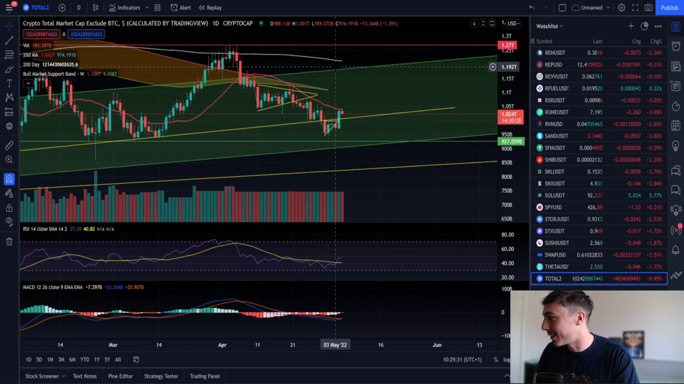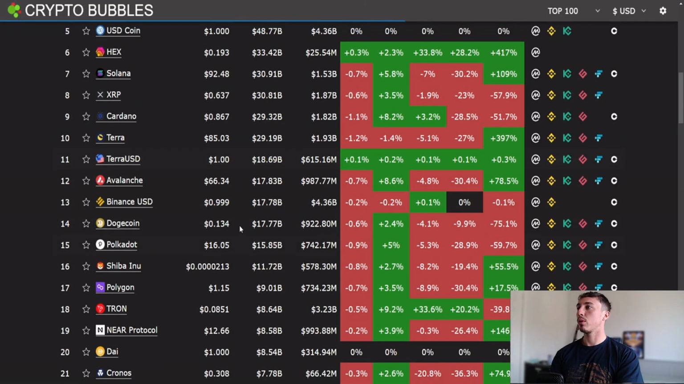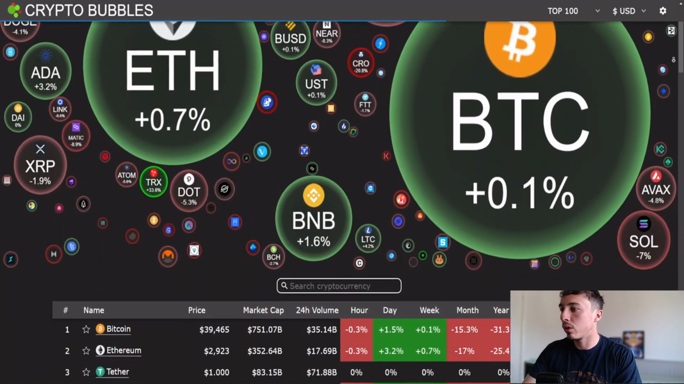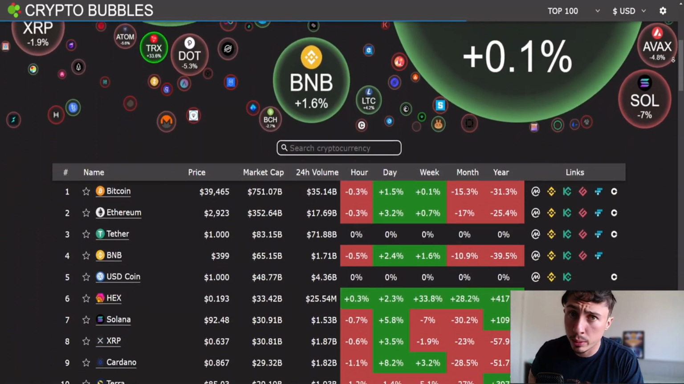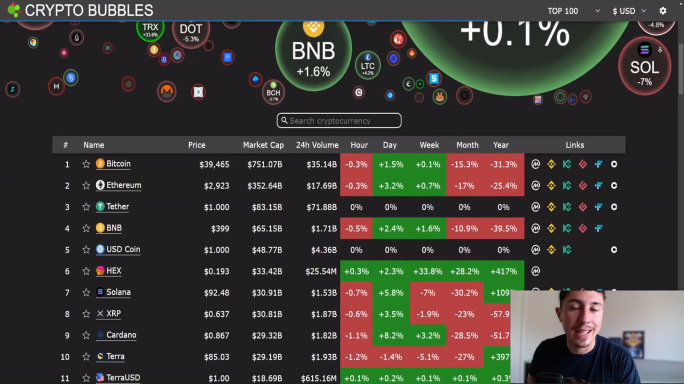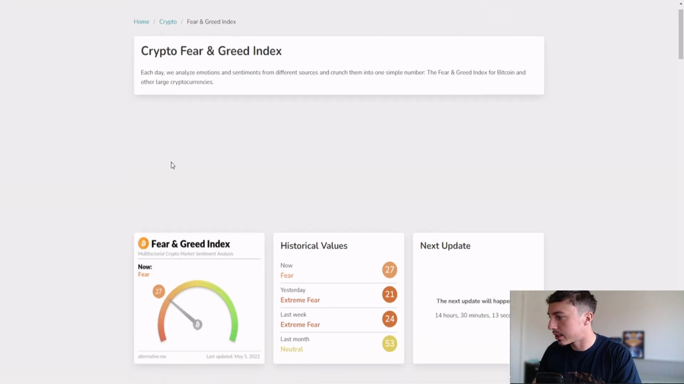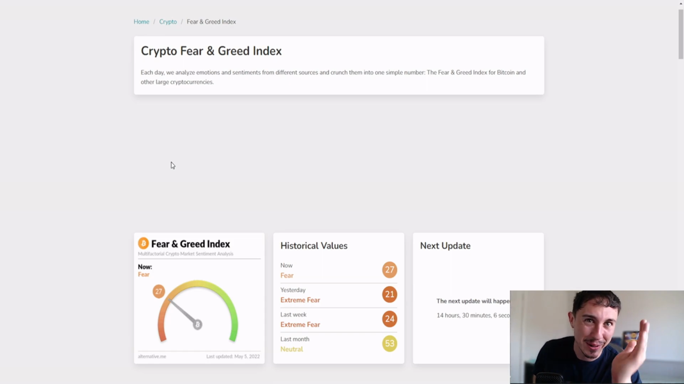So exciting times ahead. Just before it goes, well, crypto bubbles. Bitcoin up 0.1%, Ethereum up 0.7% on the weekly market cap as we put through a 39.4k Bitcoin and a 2.9k Ethereum. Things are looking pretty wild once again. Fear and greed index, where we're chilling at just a very modest 27 at the moment. So markets, there's a bit of fear lingering in the air, but fear always represents and presents opportunity. Get greedy when others are fearful, and it's just that simple, guys.